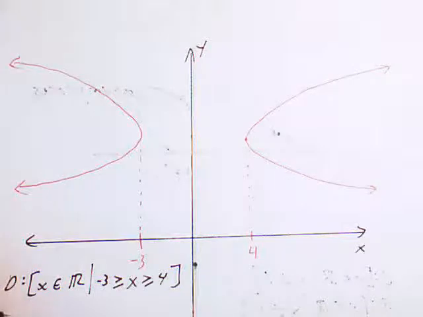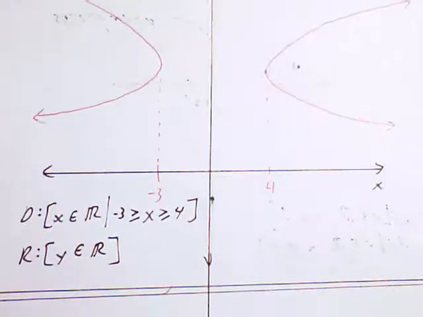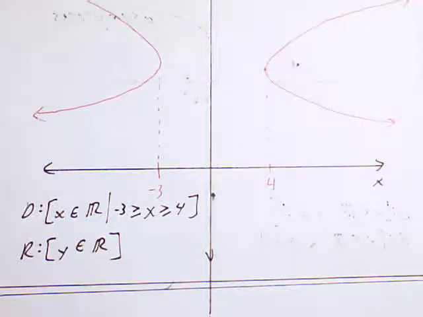For my range, there is no restriction. And that is how you determine the domain and range of a relationship from a graph.